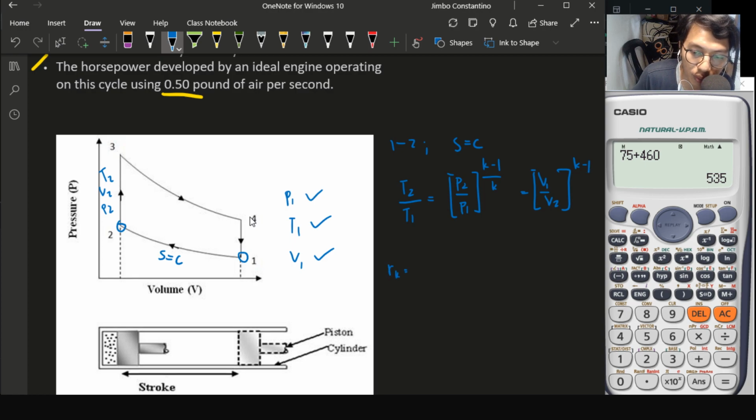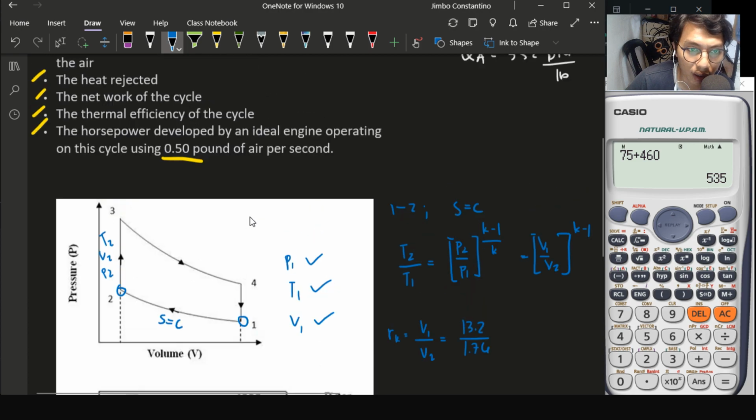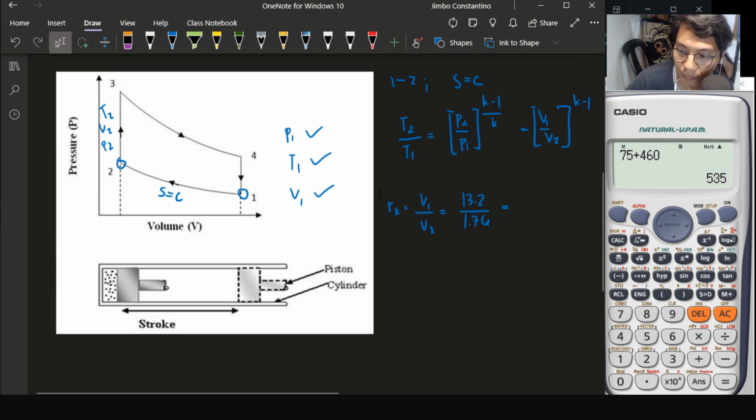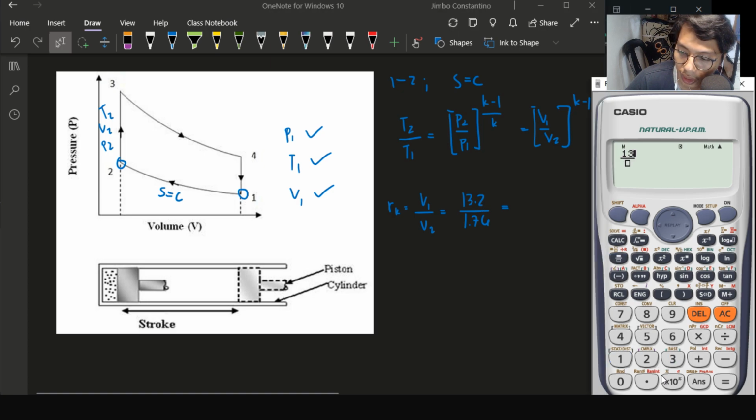RK is equal to V1 over V2. So, V1 is 13.2. Divide mo ng, since same unit, wag mo nalagay unit. 13.2 divide by 1.76. Check nga natin kung tama. So, what is RK? 13.2 divided by 1.76. The answer is 7.5. Meron na tayong RK.